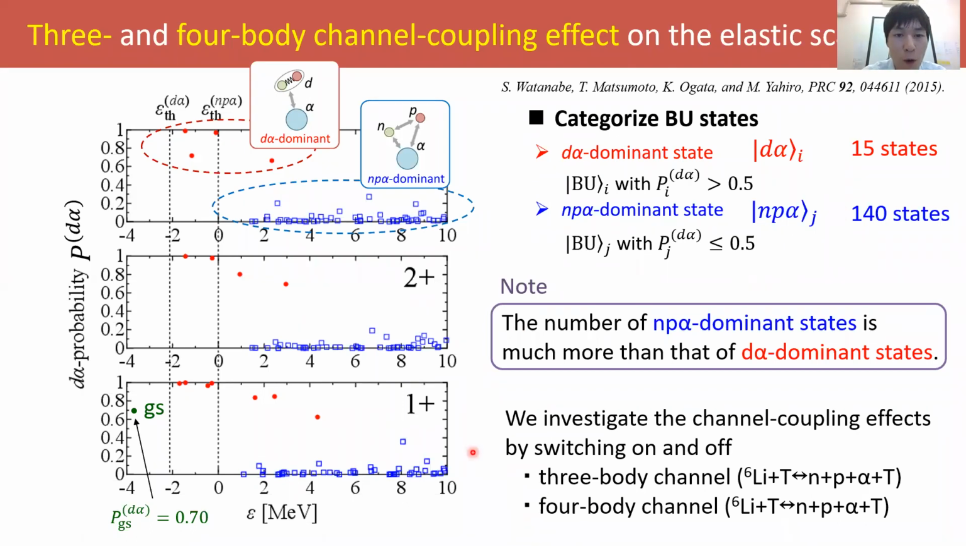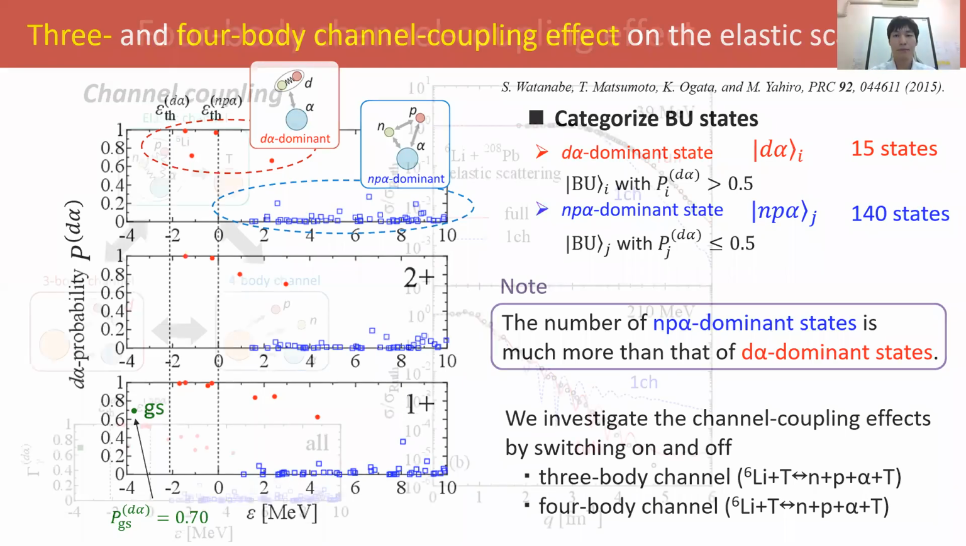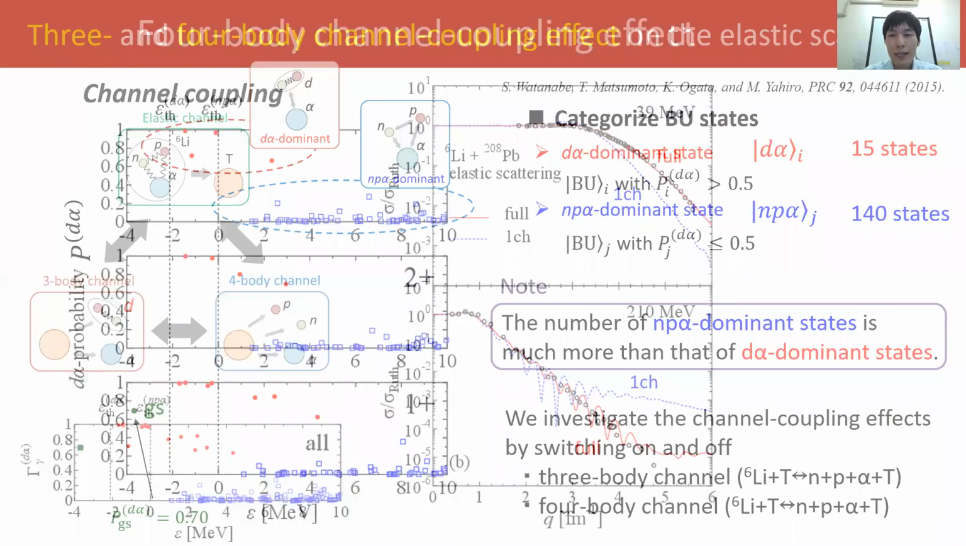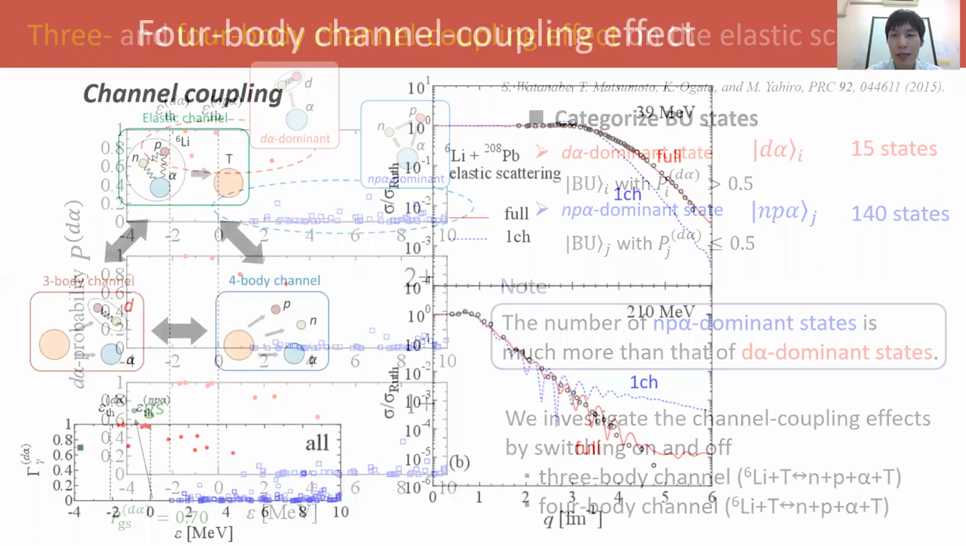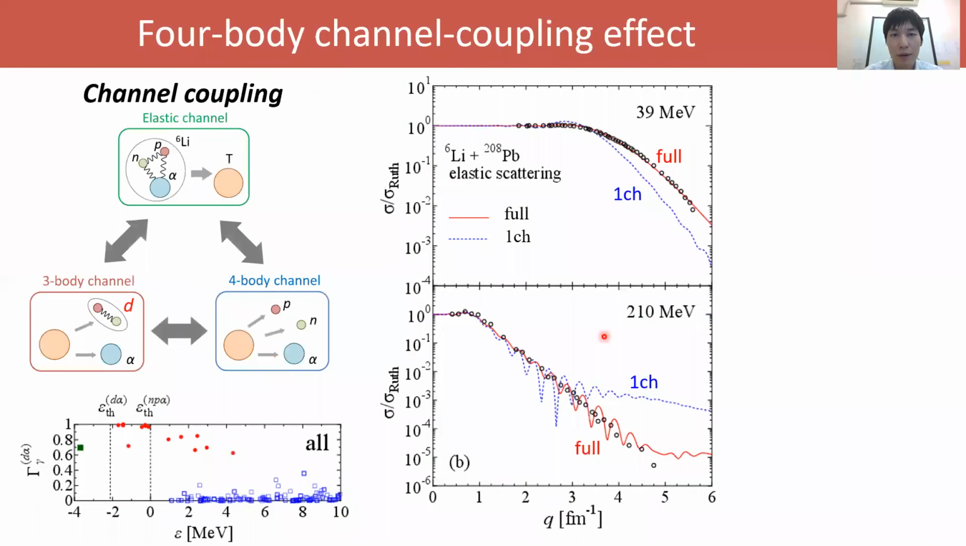Okay, from now on, we investigate the channel coupling effects by switching on and off the 3-body channel and the 4-body channel. This is the elastic cross-section at low and high incident energies. The red and blue lines show the results of full and one-channel calculation, respectively. First, I should say that the full 4-body CDCC calculation reproduces the experimental data well for both energies. As you know, the difference between these two lines is the breakup effect.